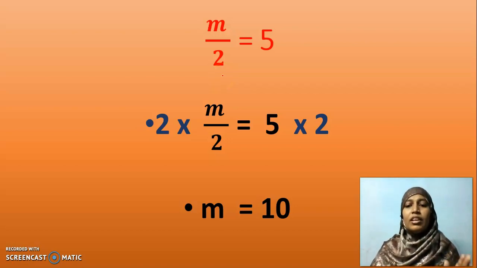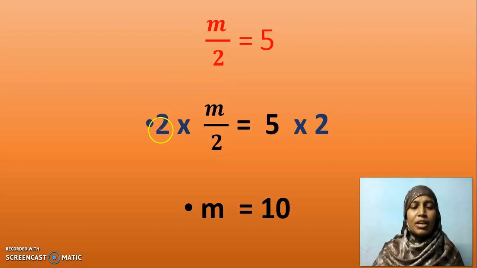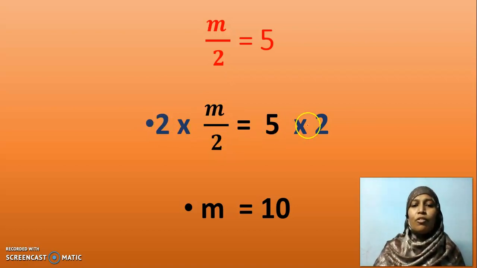These are the changes we make in the equation to find the solution. Is it clear, my dear children? 2 into m by 2 is equal to 5 into 2. I have multiplied by 2 on both the sides. So this gets cancelled. See here, don't go in for cross multiplication now. Only if I have plus and minus here, you should go for cross multiplication.